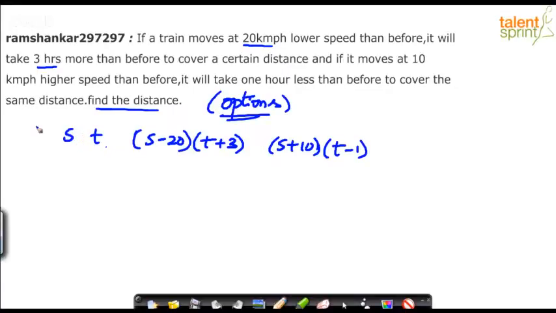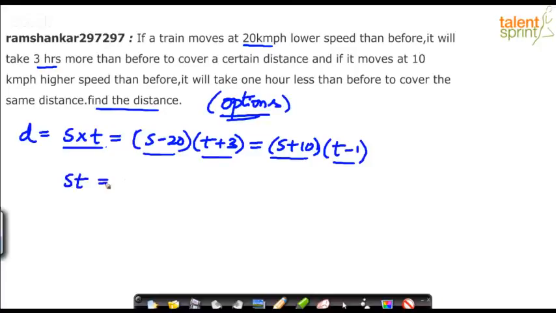Distance is equal to speed into time. So we can say d equals s into t equals (s minus 20) into (t plus 3) equals (s plus 10) into (t minus 1). Find the distance. So there are equations here, 2 equations and 2 unknowns. Solve them and get the required answer. Are you getting the point? Ram Shankar, have you followed what I'm saying? See, distance is original speed into original time. New speed is 20 kilometers per hour less, so s minus 20. New time is 3 hours more, t plus 3. Again, in one more case, the speed is 10 kilometers per hour more, so s plus 10. But time is 1 hour less, so t minus 1. That's it. That's the equation. So solve these equations and you would get the required answer, right?